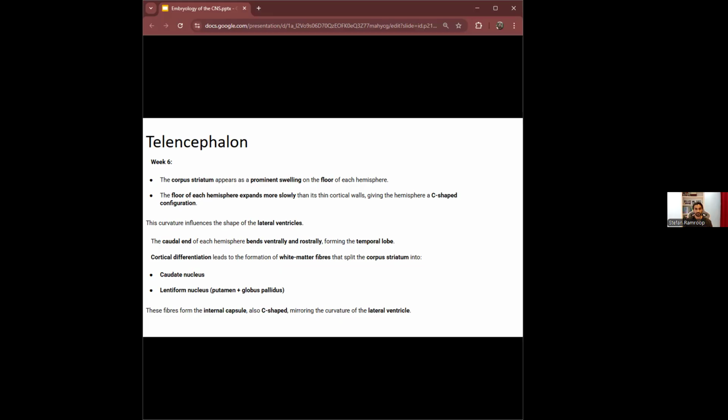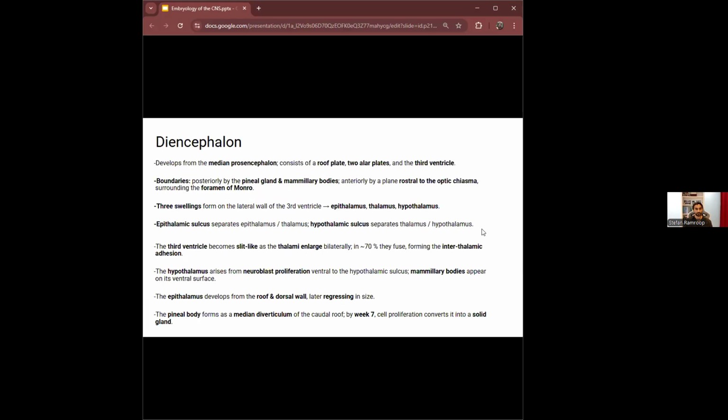As cortical differentiation continues, white matter fibers develop that split the corpus striatum into two components, giving you your caudate nucleus and your lentiform nucleus, made up of the putamen and the globus pallidus. These fibers will unite as the internal capsule, another C-shaped structure that mirrors the curvature of the lateral ventricle.